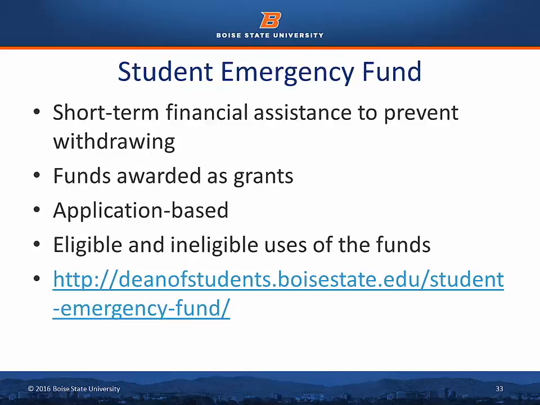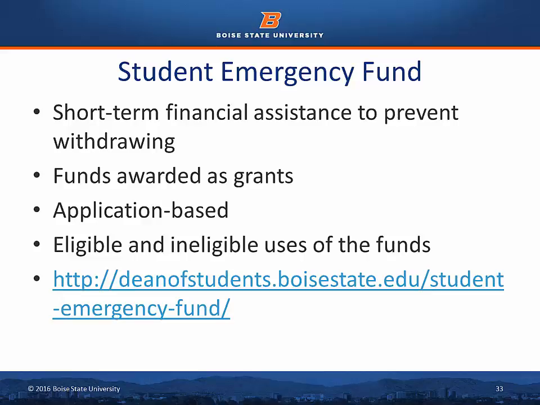Offered through the Dean of Students Office, the Student Emergency Fund provides financial assistance to Boise State University students who are in danger of withdrawing due to unanticipated temporary financial hardships resulting from emergency or crisis situations, such as accidents, illness, deaths of family members. Funds will be awarded as grants to help alleviate short-term financial needs. If you think you may qualify, please submit the Student Emergency Fund application along with supporting documentation.